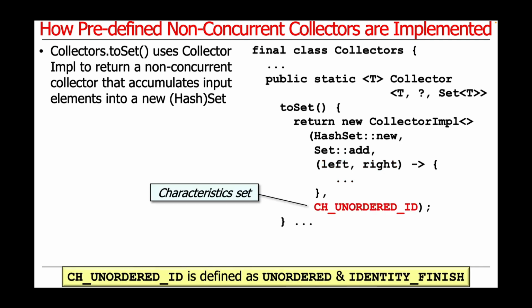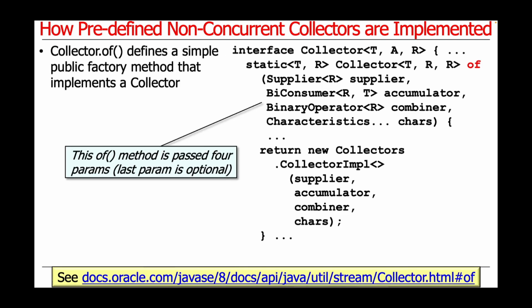Then finally, you have the characteristic set, which is going to have this CH_UNORDERED_ID, which is basically unordered and identity finish, because a set doesn't require the encounter order to be maintained. So those are two of the methods that are public that use CollectorImpl.